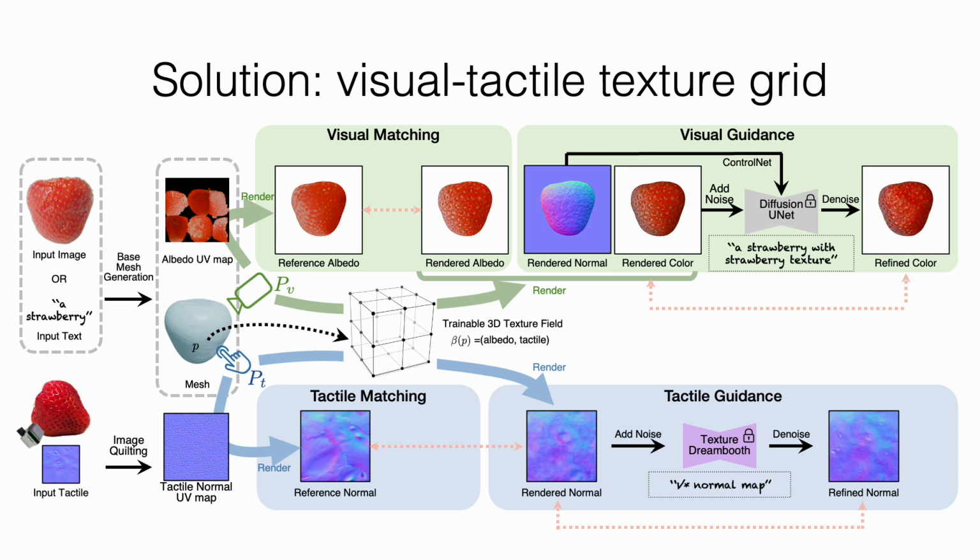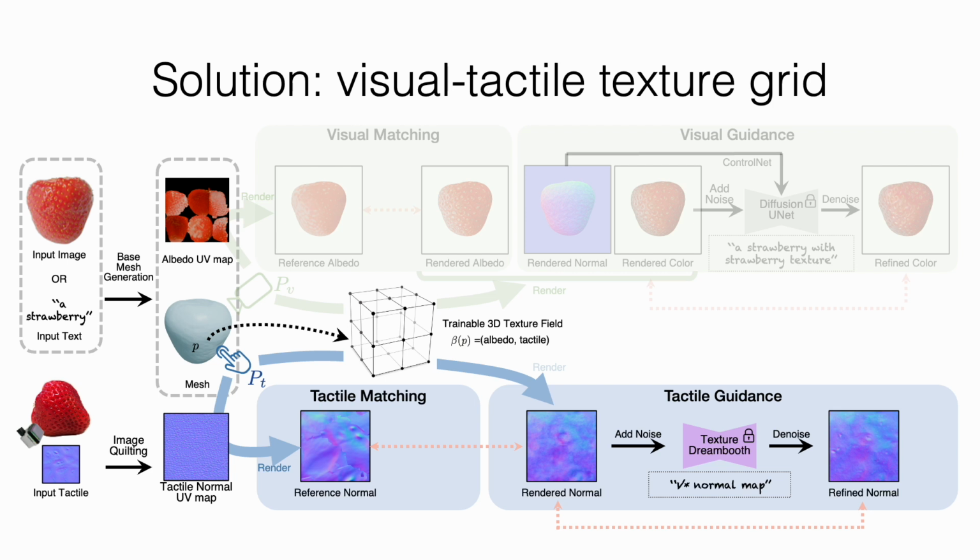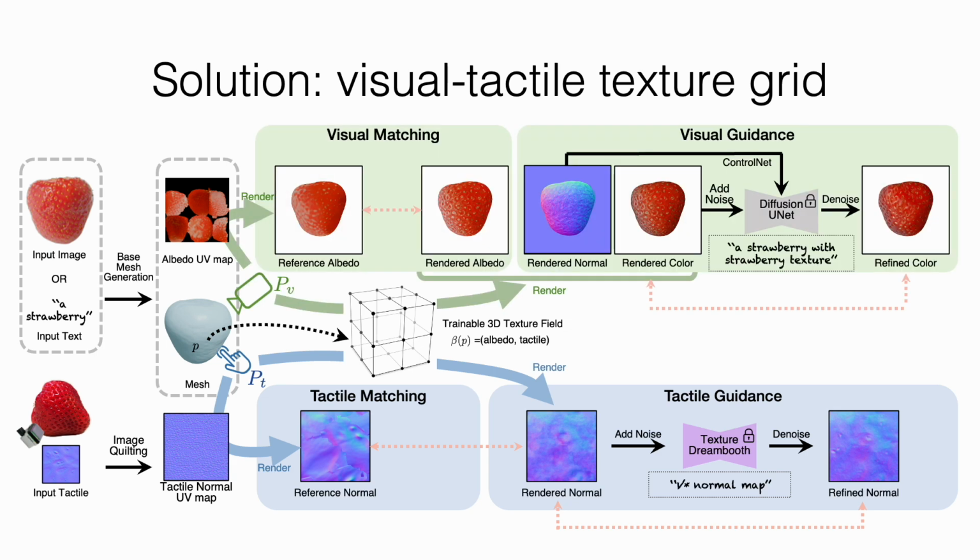Compared to prior methods that focus only on vision, we generate tactile normal maps from touch data and refine them on patch level. High-resolution normal maps further guide visual generation, improving cross-modal consistency.